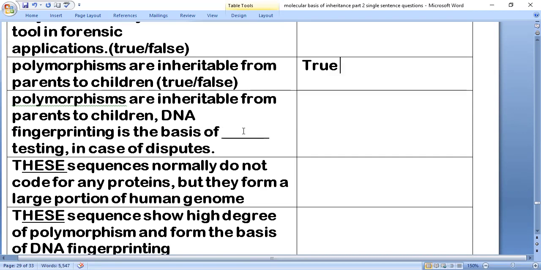DNA fingerprinting is the basis of paternity tests in case of disputes.